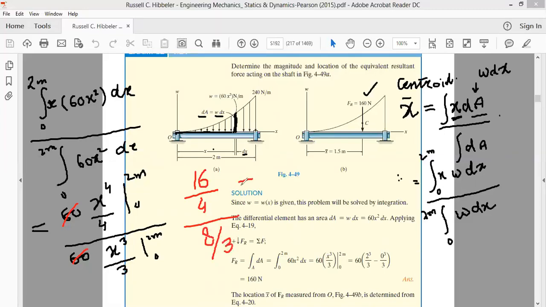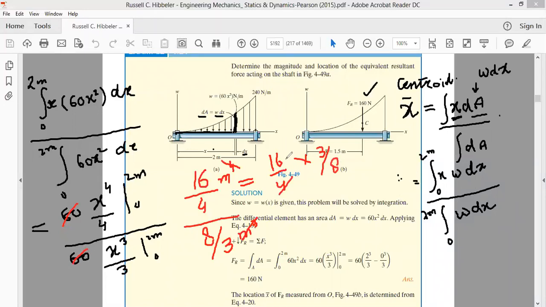Okay, that is equal to, see, this is meter x raised to the power 4, so this is 2 meter. Once you are raising it to the power 4, it will be meter raised to the power 4, and this will be x cubed 3, that is 2 meter cubed, that will be meter cubed here. So meter cubed over 1 meter, you will get the answer in meter. So that will be 16 by 4 multiplied by 3 by 8.